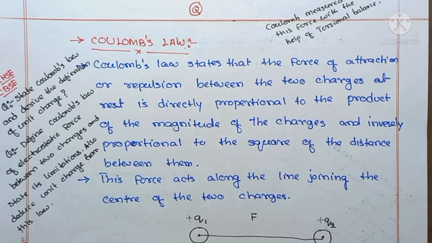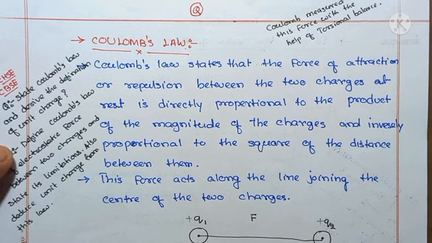Today we will study Coulomb's law, definition of one coulomb, limitation of Coulomb's law, relation between coulomb and statcoulomb, relation between coulomb and abcoulomb, unit and dimension formula of K, epsilon 0, epsilon r, and some numericals. So let us start. Let us start Coulomb's law.